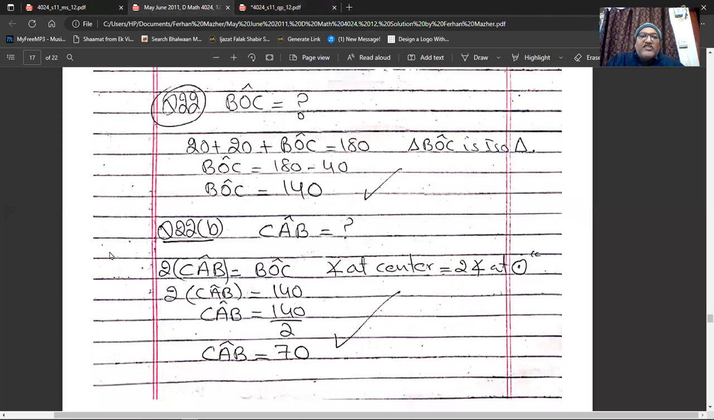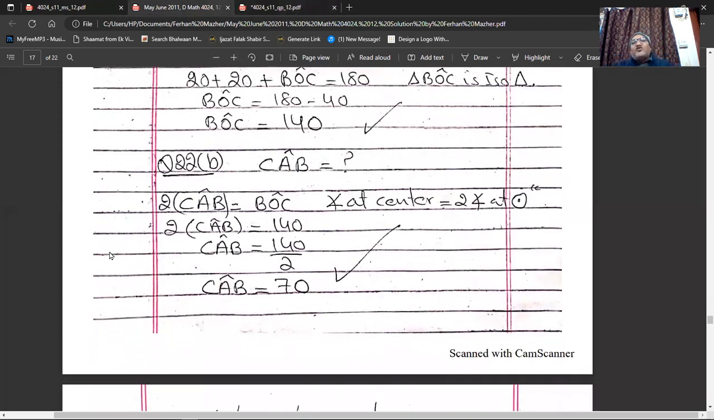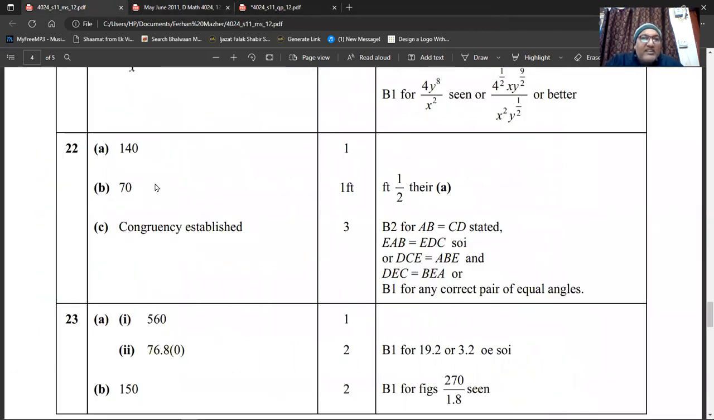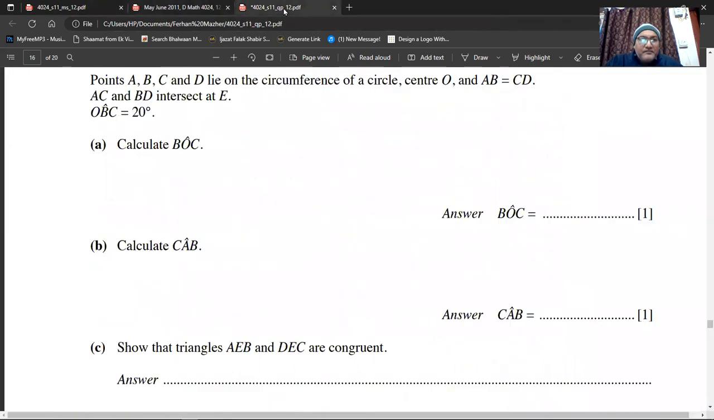Now the CAB is the question. 2 times the CAB angle at the circumference is equal to the BOC. So the angle at the center is 2 times the angle at the circumference. So the CAB will be equal to the BOC angle, 140, divided by 2, and that will be 70 degrees. So the CAB angle will be 70 degrees. So look at this answer. The answer is right, sir.